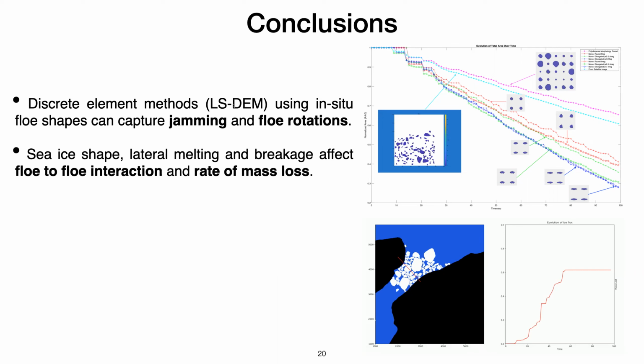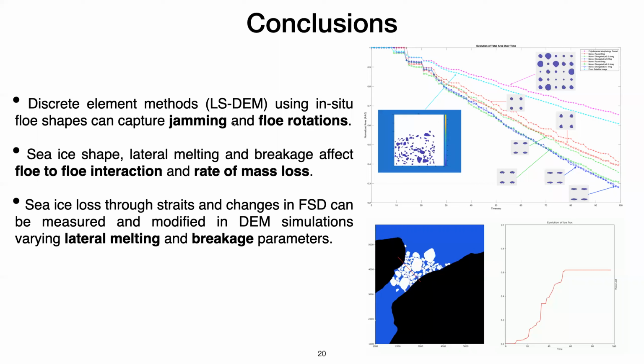And it is possible to tune the projections of sea ice mass loss, at least at the granular scale, based on these phenomena. And also, it is possible to modify our lateral melting and breakage parameters, and this is going to have a significant effect on changes in floe size distribution and the possibility of having loss or jamming through a strait. And thus, calibrating our models with satellite pictures, including this additional physical behavior, could help us capture a little bit more about the behavior of sea ice using DEM.